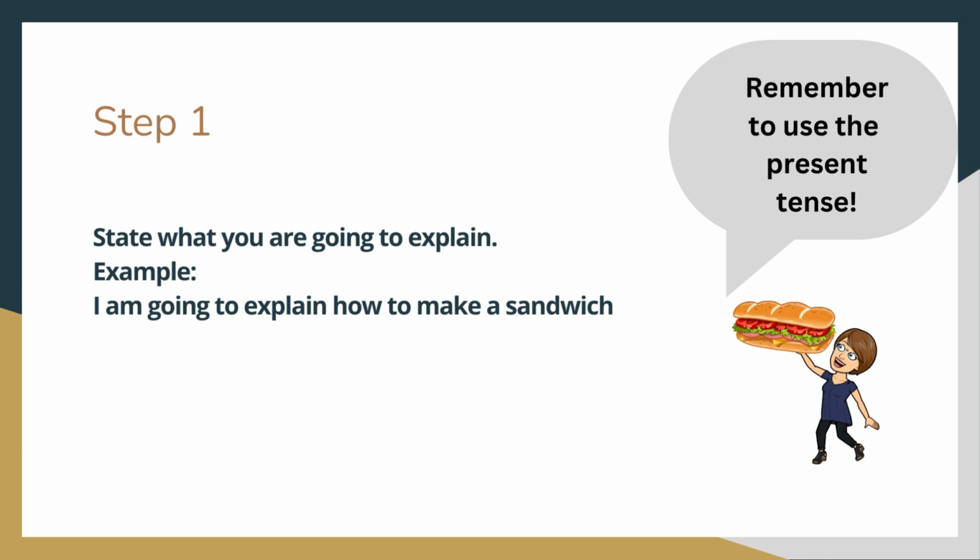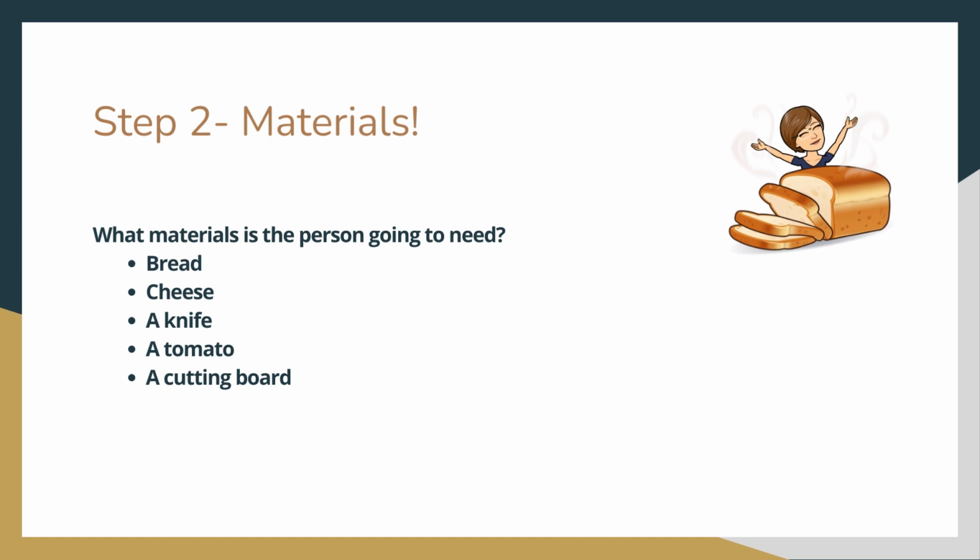Step 1. You state what you're going to explain. For example, I'm going to explain how to make a sandwich. Remember to use the present tense. Step 2. What materials are you going to need? In my case, it's bread, cheese, a knife, a tomato, and a cutting board.